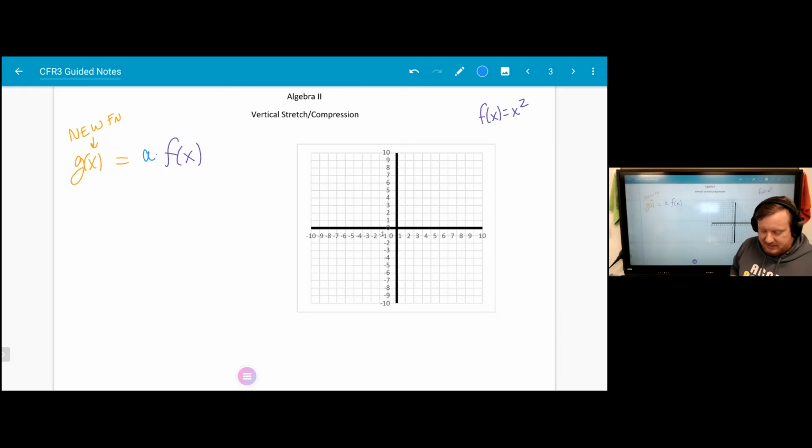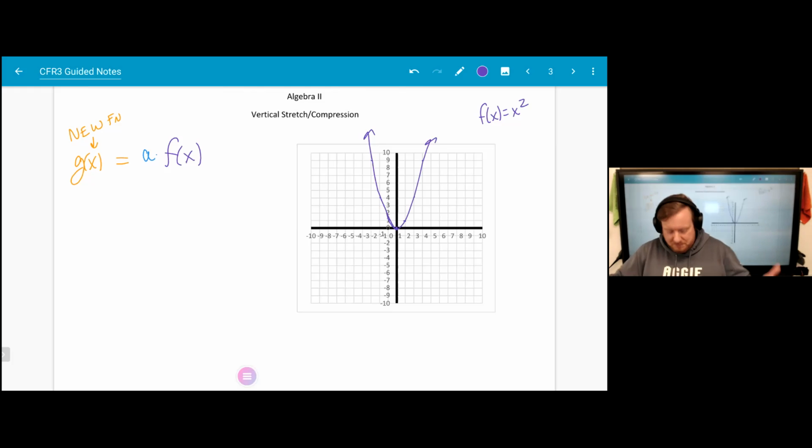Okay, how does this work? Now let's go ahead and graph. We've got to graph our x squared here first, don't we? And again, I'm just pulling these values from the critical points list that we did in the parent functions packet. This is f of x equals x squared. What if this a value was bigger than 1? So if a was greater than 1, what would happen?